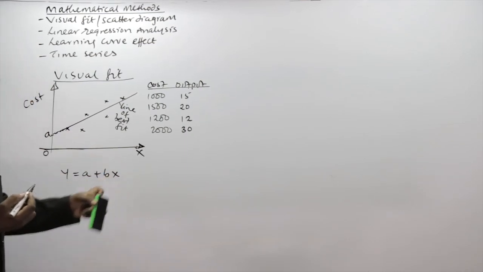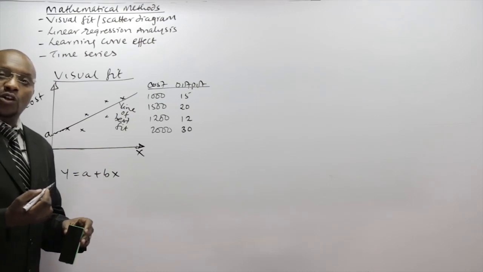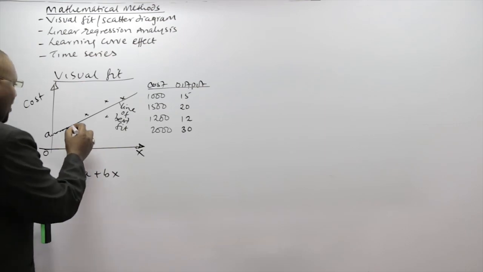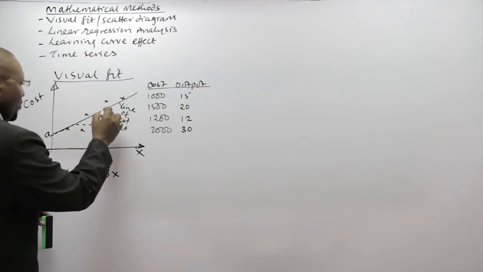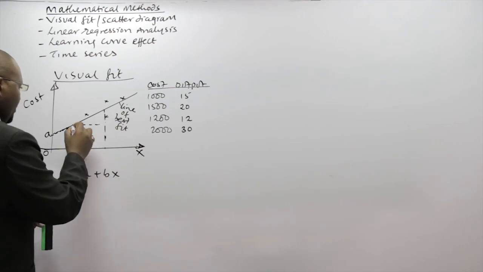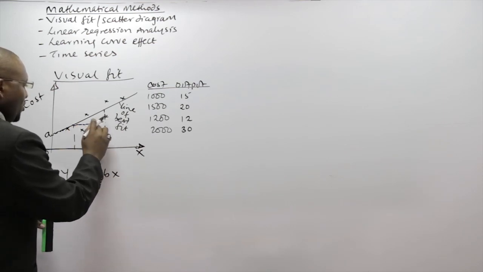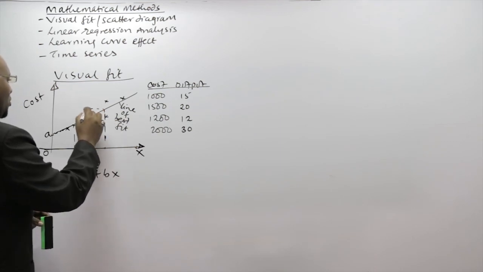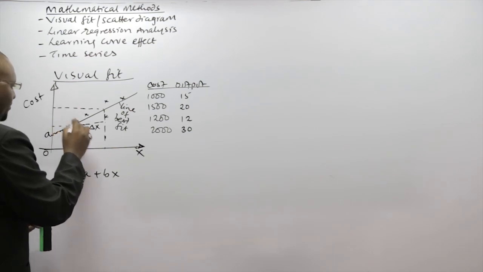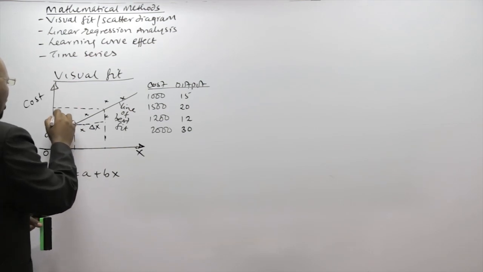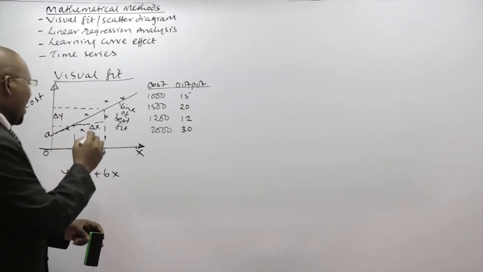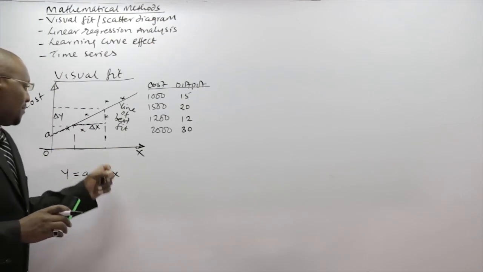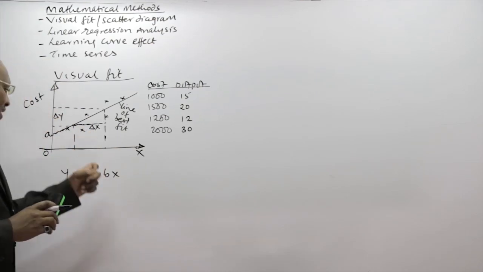Then to get our b, which is the slope, the change in y over change in x, we can just estimate somewhere this way and this way, where this would be our change in x and this would be our change in y, assuming that we take this coordinate here. So we are going to determine the value of b, which is the slope, by change in y over change in x. We get our b.